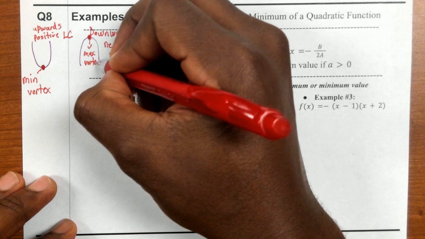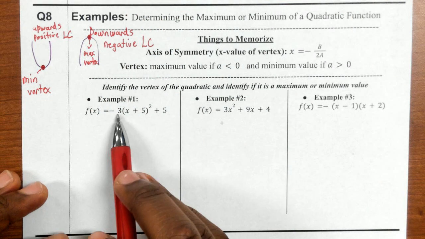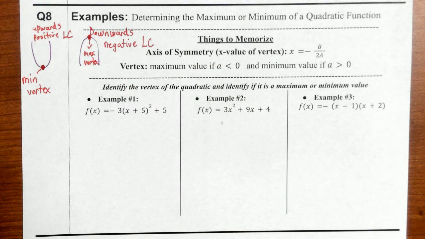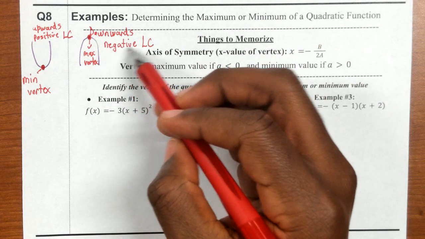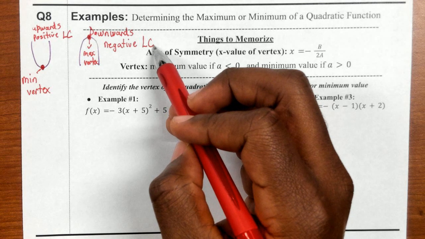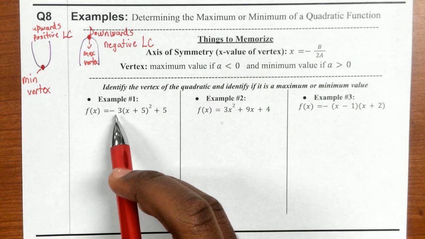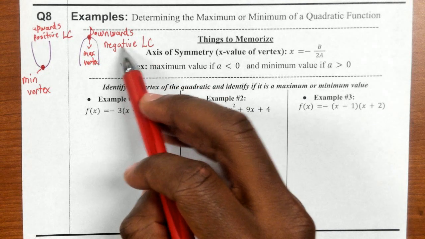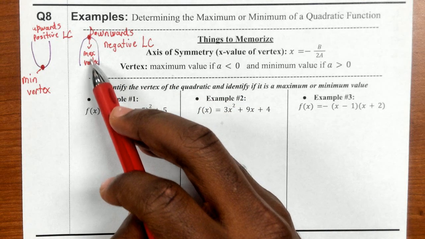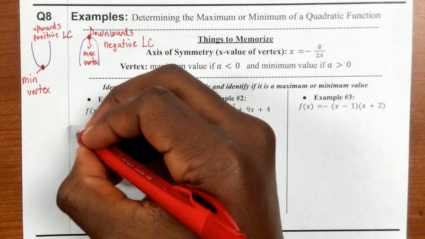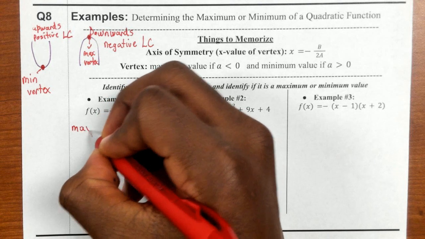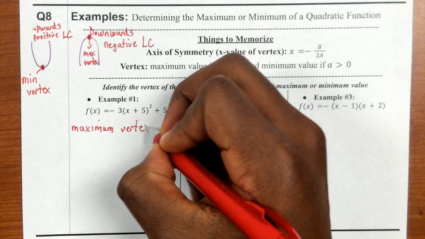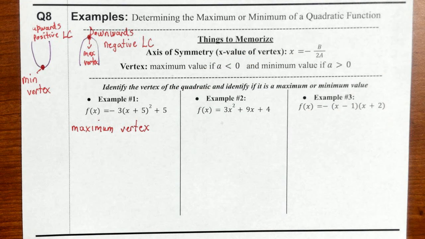So again, guys, whenever you have a negative number in front of your equation, that means it's going to be facing downwards. That means it has a negative leading coefficient. So for this question, because we have a negative number at the front, it will be a negative leading coefficient, which means it will have a maximum vertex. So let's find out what that maximum vertex is.